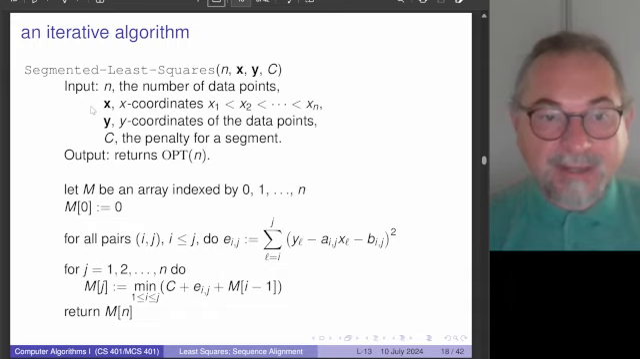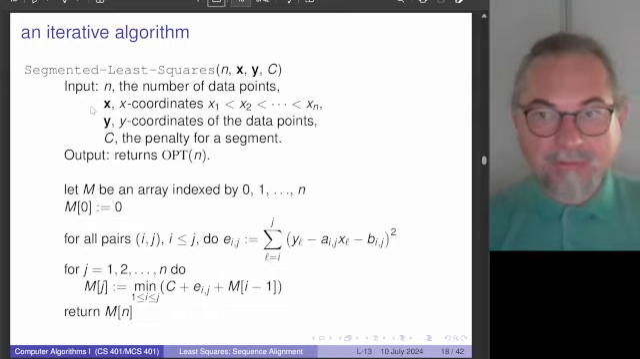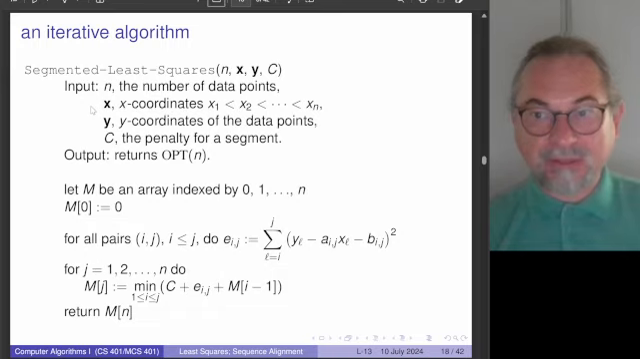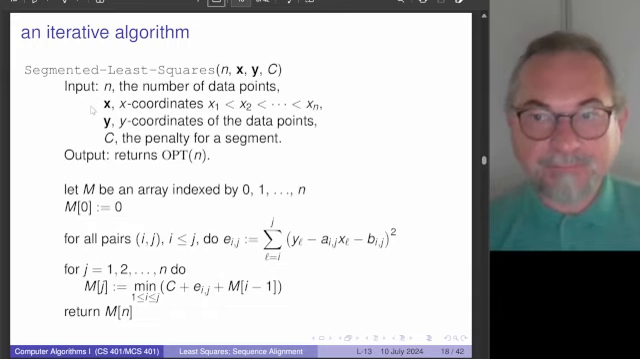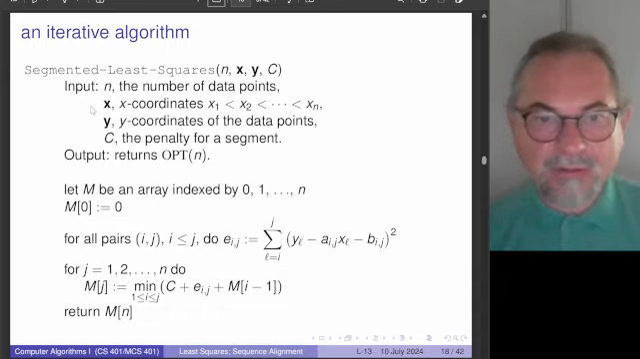Okay, once you do that, then we compute progressively our table with optimal values. And each time, progressively, we compute the minimum. And the last value in this M table is actually the optimal value, which gives you the smallest penalty, the penalty that comes from the number of segments and comes from the error, the least square error.